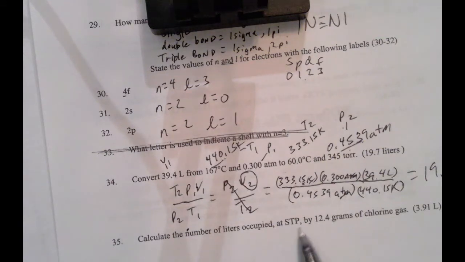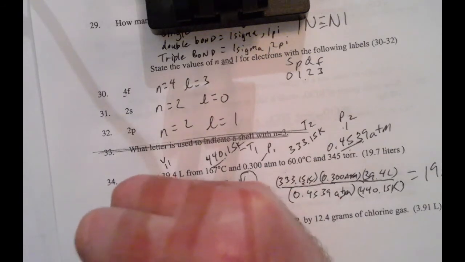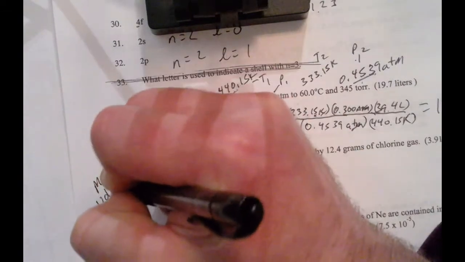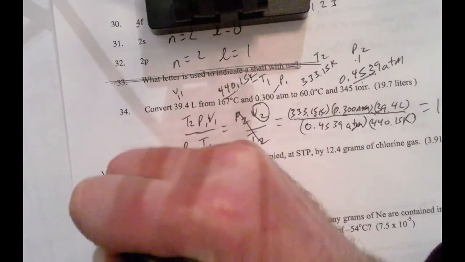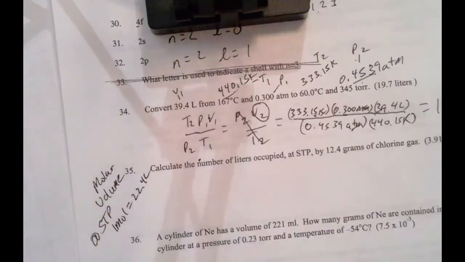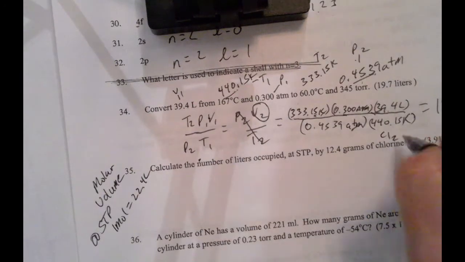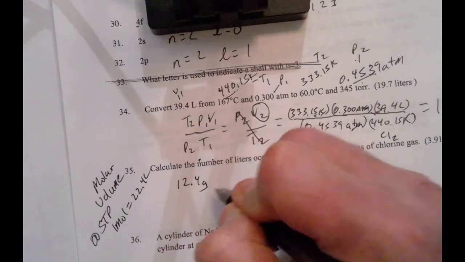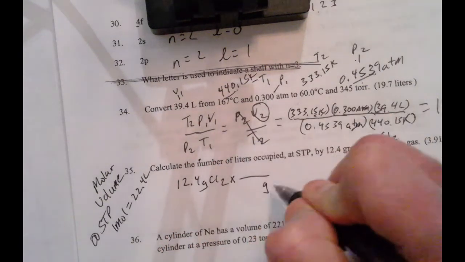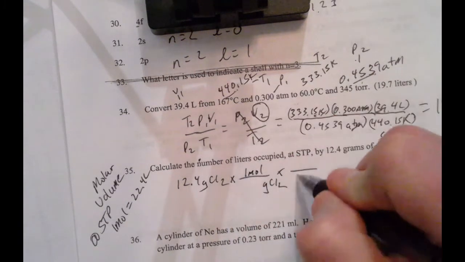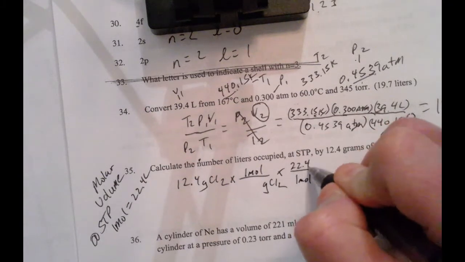Calculate the number of liters occupied at STP by 12.4 grams of chlorine gas. So the molar volume at STP states that 1 mole of any gas takes up 22.4 liters. So we have chlorine gas. Key thing is we need to realize that that's diatomic, so it's Cl2. We have 12.4 grams of this Cl2. Every so many grams of Cl2 is 1 mole. And at STP, every 1 mole takes up 22.4 liters.